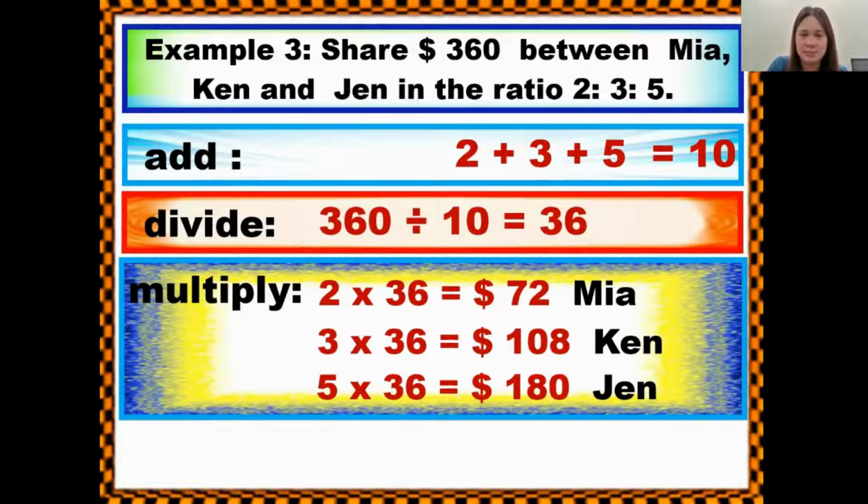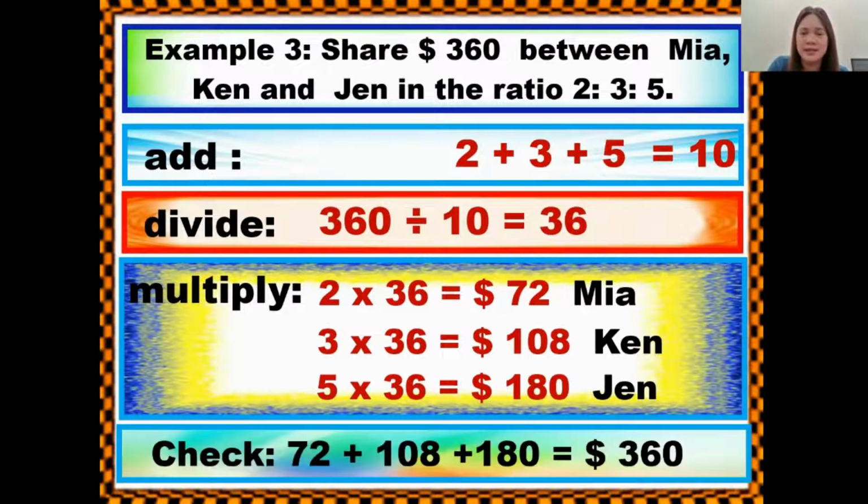And the last step is to check to make sure that your answer is correct. So I'm going to add 72 plus 108 plus 180. And the total is the same as $360. So therefore, our answer is correct. So were you able to get the correct answer, year 8? Very good. So keep that up. So let's have another one.